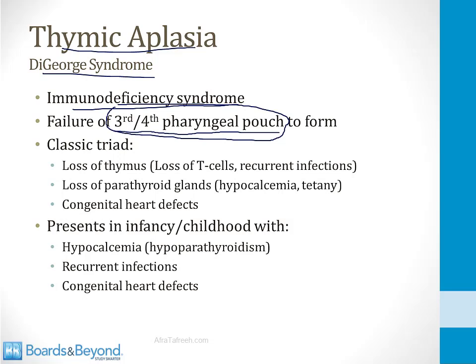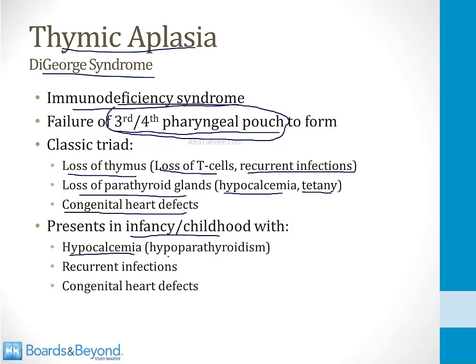The classic triad of symptoms in this disorder is loss of the thymus, so there is loss of T cells and recurrent infections from immunodeficiency. There's also loss of the parathyroid glands, so hypocalcemia and tetany develop, and then finally, these patients also develop congenital heart defects. So this presents in infancy or childhood with hypocalcemia from low parathyroid activity, recurrent infections, and congenital heart defects.